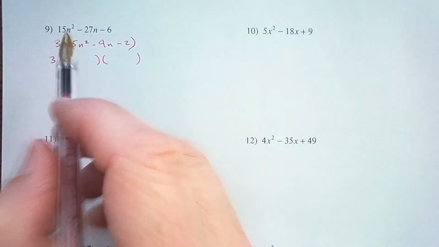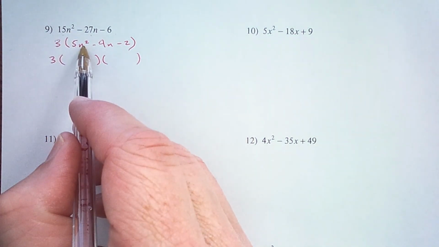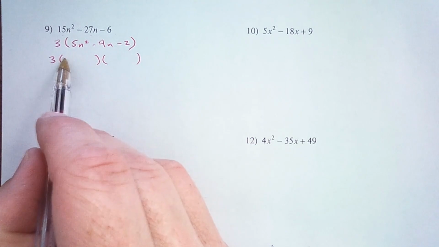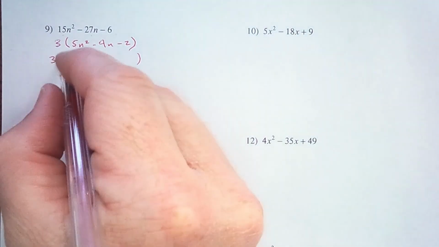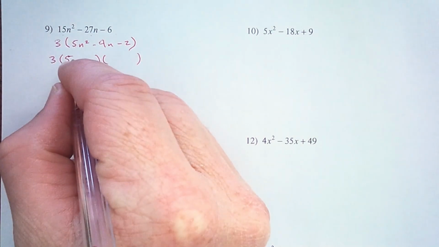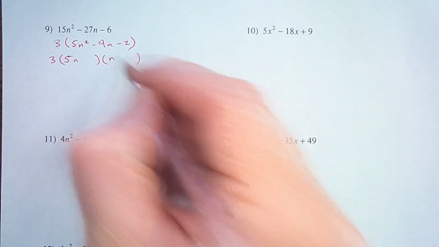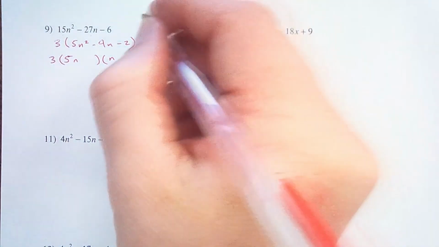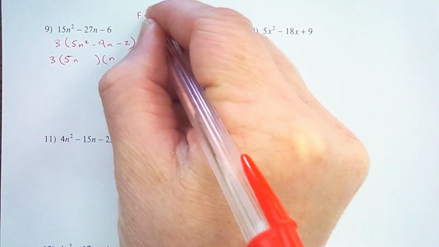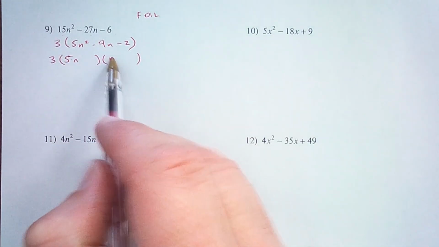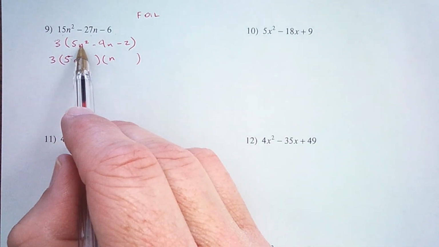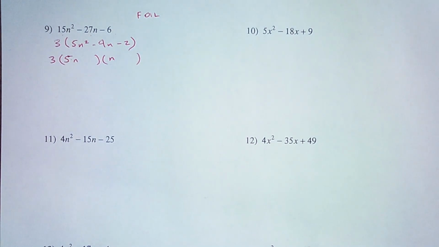Okay, now, this 5n squared, I need these first two terms to multiply to 5n squared. And the only way to make that happen is 5n times n. So what we're doing right now is the reverse of the FOIL process: first, outside, inside, and last. These first will multiply to 5n squared.